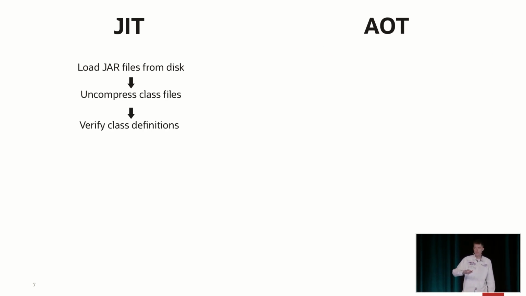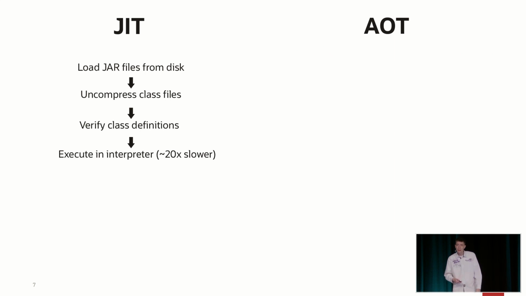So the Java verifier is making sure that it's actually a valid Java file and doesn't have type errors in there or other things that are outside of the Java specification. And then, finally, the execution starts. But the execution starts first in the interpreter.